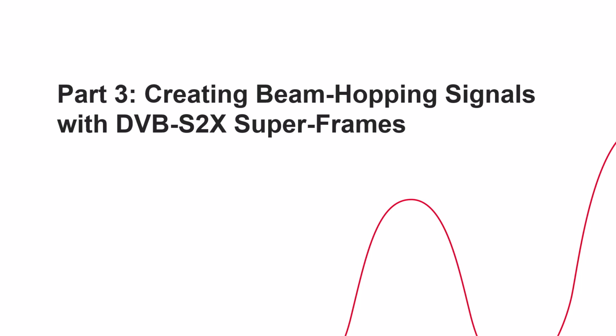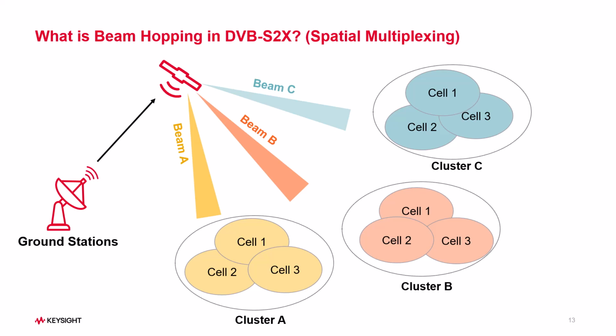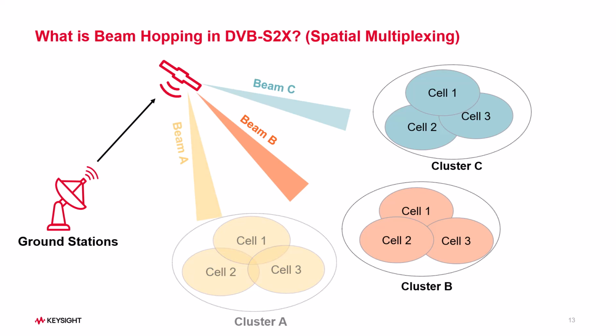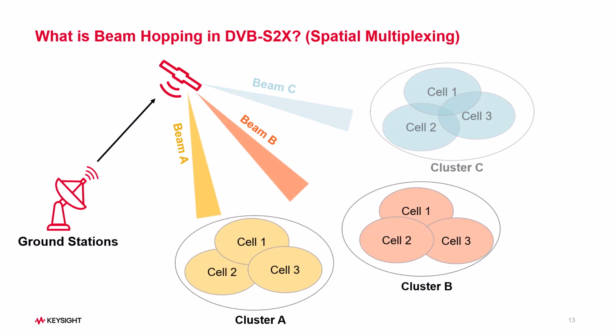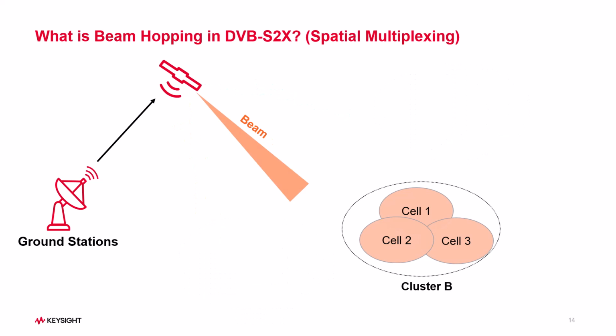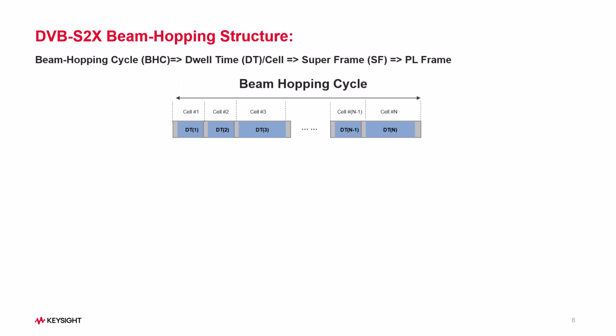Next up, the advanced stuff, beam hopping with DVB-S2X superframes. Here's the concept. The satellite has multiple beams. Each beam serves a cluster of cells. During each cycle, the satellite shifts its beam from one cell to another, illuminating each in sequence, a process known as beam hopping. Each dwell time uses Annex E superframes.